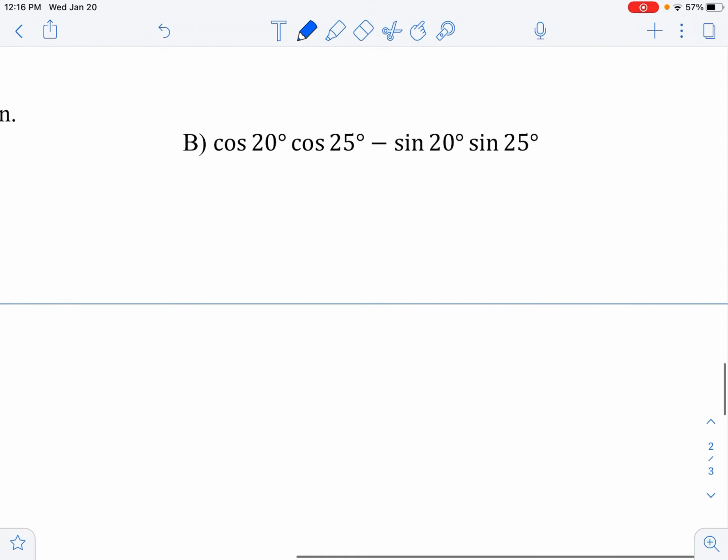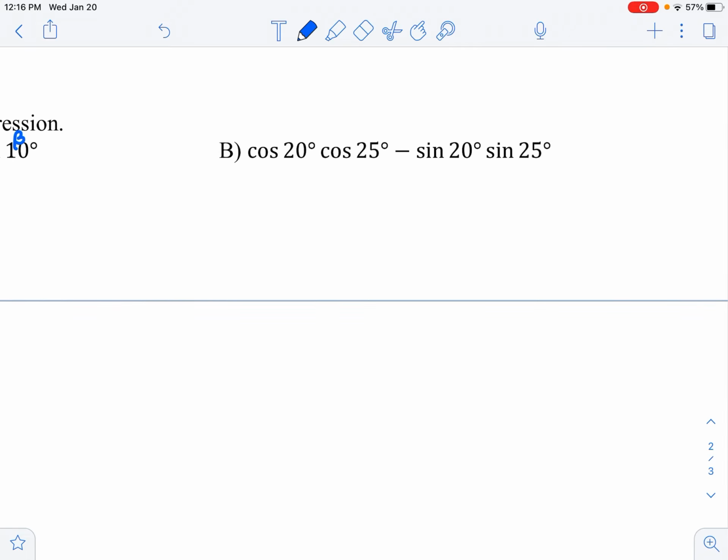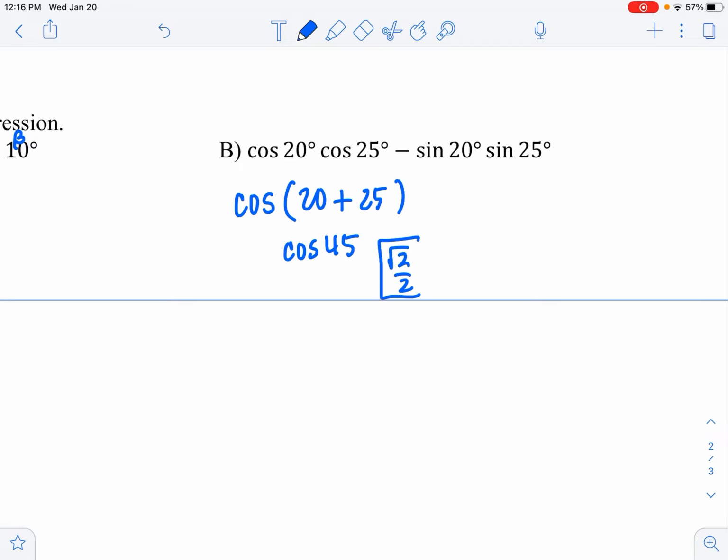People like this better. All right, this one right here, it goes cosine, cosine, sine, sine, which is cosine. Remember, for cosine, you change the sign, so this is plus. Alpha is 20, beta is 25, so this is cosine of 45, which is root 2 over 2.